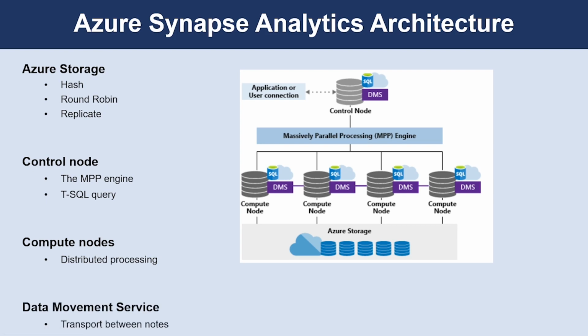Data Movement Service, or DMS, is the data transport technology that coordinates data movement between the compute nodes. Some queries require data movement to ensure the parallel queries return accurate results. When data movement is required, DMS ensures the right data gets to the right location.